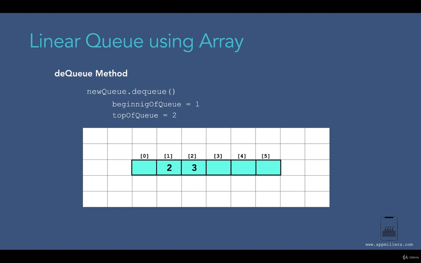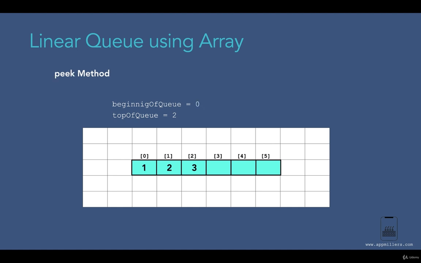Now if I call the dequeue method one more time, it's going to return 2 in this case, because the beginning element is 2 now. As you see, when we call the dequeue method, the element gets deleted from here and the beginning of the queue is updated to 2. This means that the beginning of the queue is located at the index of 2. Every time we dequeue an element from the linear queue, the beginning of the queue changes this way, and we update the index of the beginning of the queue in the beginning of queue property.